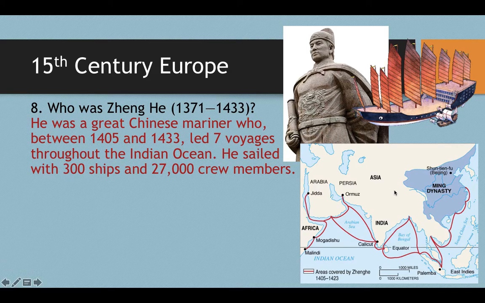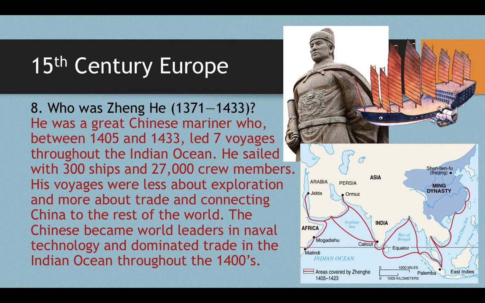So he sailed with 300 ships and 27,000 crew members. That is just a massive fleet, right? If you just look at this model here of his ship, right? This is a replica of one of his ships here, how big it is. And just to scale it, this right here is Christopher Columbus's ship, the Santa Maria. All right, so just look at the difference in size there and think that Christopher Columbus had 3 ships, the Nina, the Pinta, and the Santa Maria, and Zheng He had 300 of this size. All right, so you can understand why you would need 27,000 crew members.